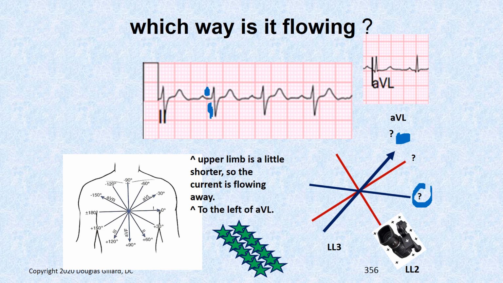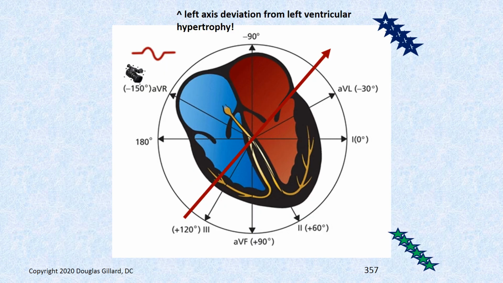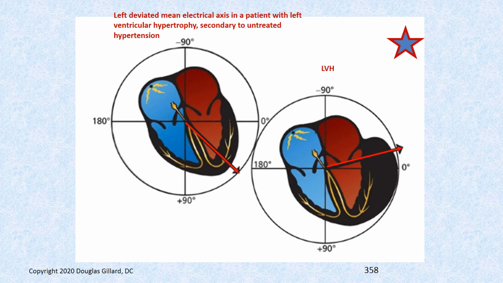Well, if it's flowing more away from AVL, it's going to be over in this direction here. So 45 degrees or so, something like that. Yeah, so there it is. It's about 45 degrees. Is that normal? No. What's the diagnosis? Left axis deviation from left ventricular hypertrophy.